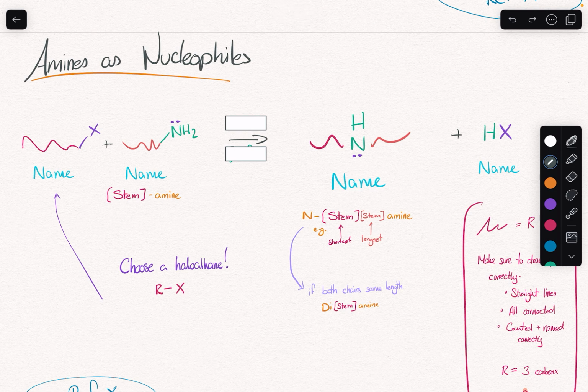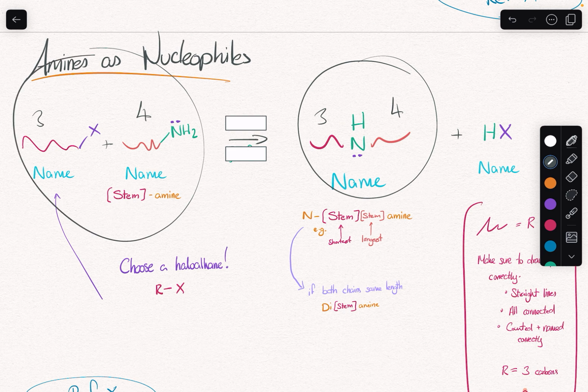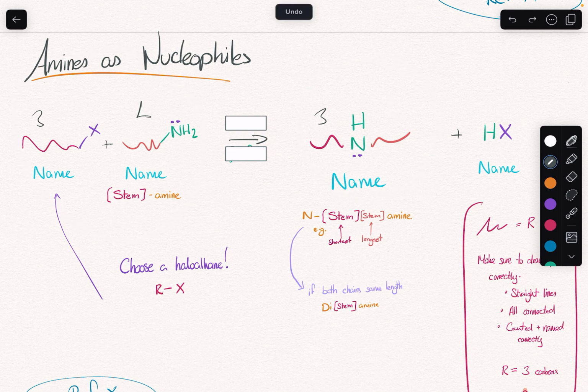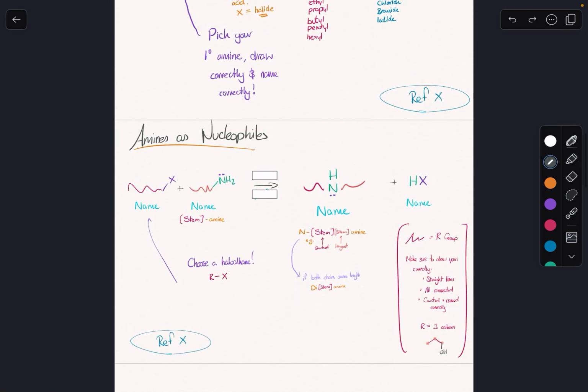So if you have a 3-carbon chain here and a 3-carbon chain here, and then for whatever reason you decided to do a 4-1 because you didn't watch my video, and you got a 4-1 here, you need to make sure that you've got 7 carbons there and 7 carbons on this side, which is why I would keep them both the same. It's just going to make your life a lot easier. And then you need to go find those conditions for me. And that's it. That's easy.